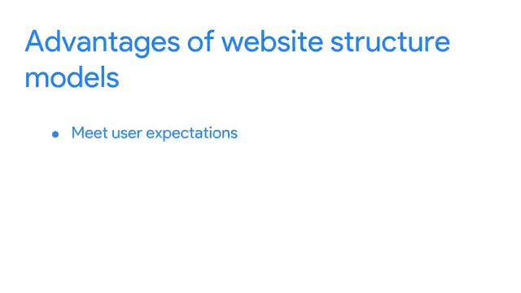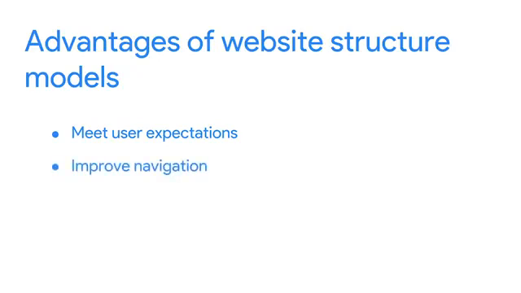All right, so there you have it. 4 common website structures: hierarchical, sequential, matrix, and database. Aligning the structure of your website with one or more of these models has a few advantages. First, users have expectations for how websites work based on their prior experience using other websites. Site structure models, like the 4 we just discussed, make sure that your website meets those user expectations.